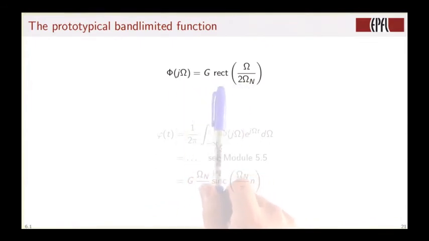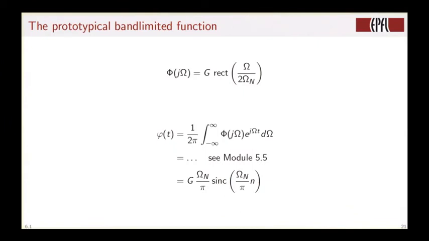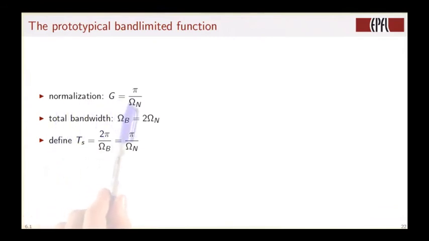What is the time domain function? Capital phi is a rect function, so phi(t) is going to be the inverse continuous time Fourier transform, written here. We had calculated this in module 5.5, so let's not do it again. Please look it up if you don't remember it. And the time domain function is up to a scaling, one of these sinc functions. We will normalize this sinc function so that the area is equal to 2 pi in the Fourier transform domain. Then the inverse continuous time Fourier transform will have a maximum of 1 at the origin. So let's pick this. G is equal to pi over capital omega_N. The total bandwidth is 2 capital omega_N, and we define Ts as 2 pi divided by the bandwidth, or equivalently pi over capital omega_N, and that will be a very important sampling interval for this sinc function.